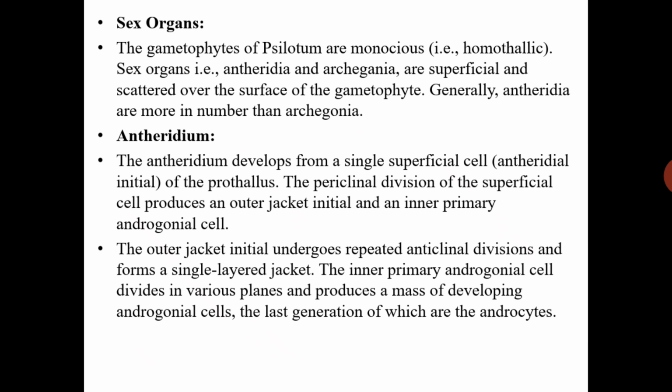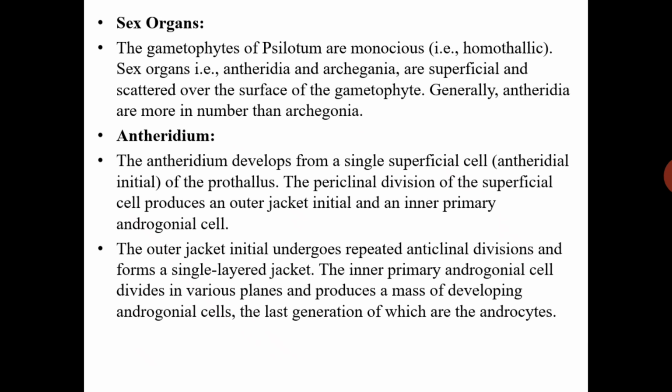Next comes the sex organs, that is the antheridium and the archegonium, which undergo fertilization. The gametophytes of Psilotum are monoecious, that is homothallic. The sex organs, that is antheridia and archegonia, are scattered superficially over the surface of the gametophyte. Generally, antheridia are more in number than the archegonia. Male reproductive organs are more in number.